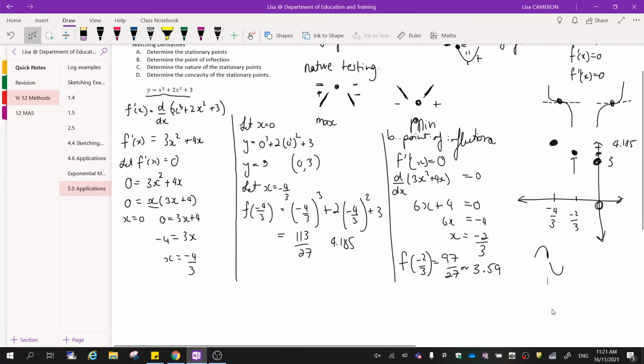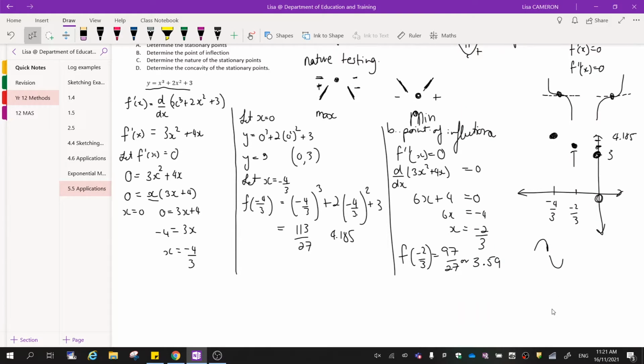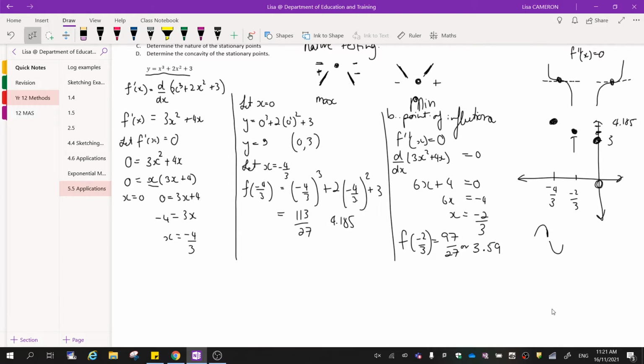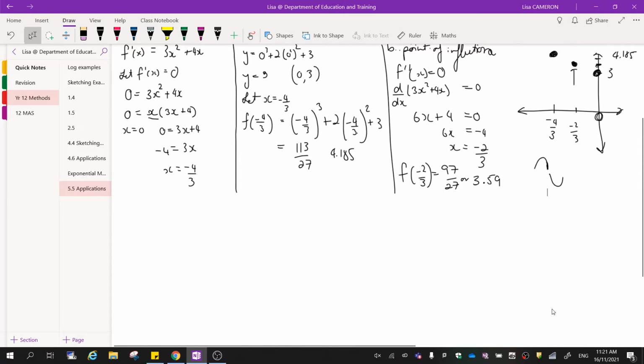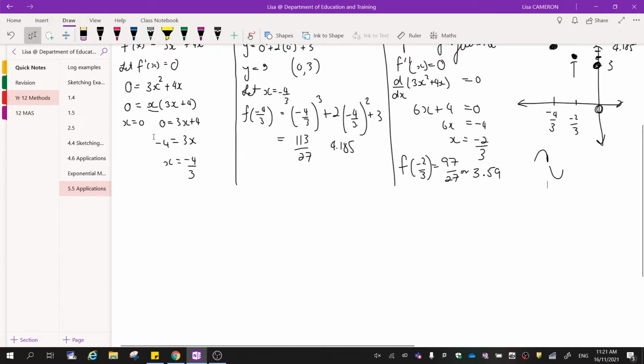Okay, so now I'm going to show you how we state all that information to test the nature of the stationary point. So we're going to start by doing up a little table here. So this is C. Testing nature. Okay, so to test the nature of our stationary point, I'm going to state the stationary points first.